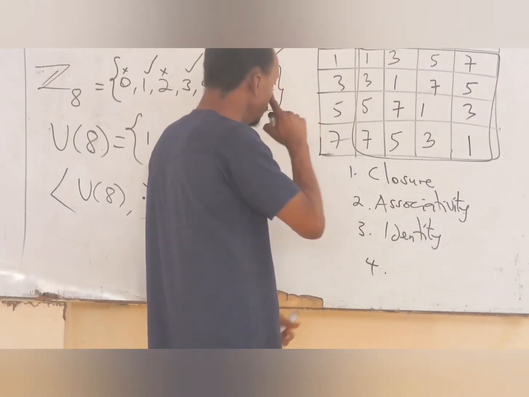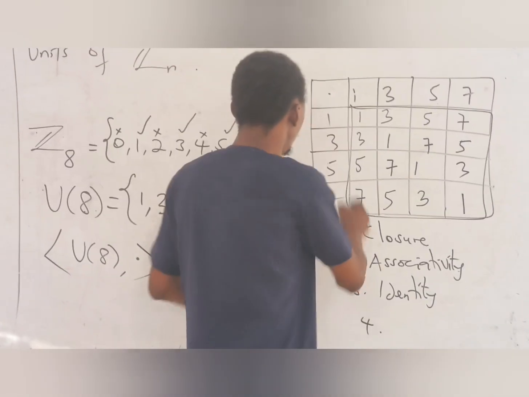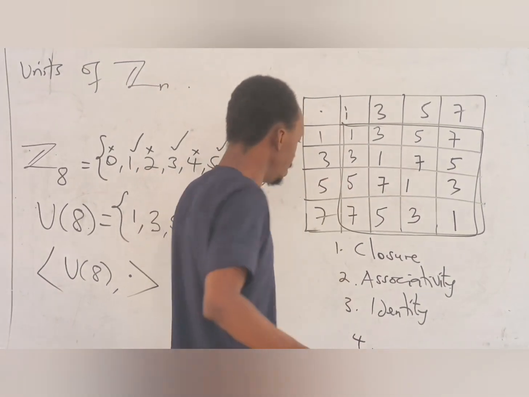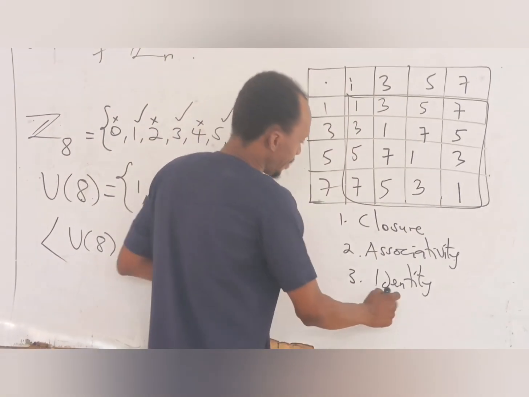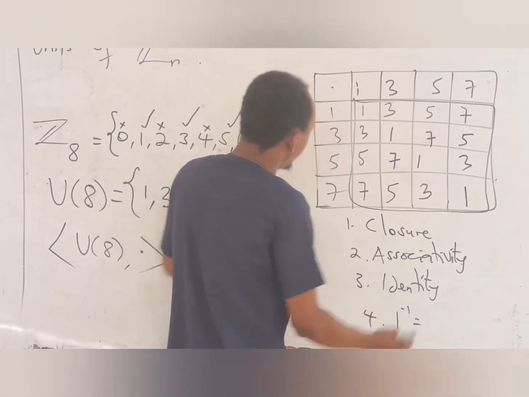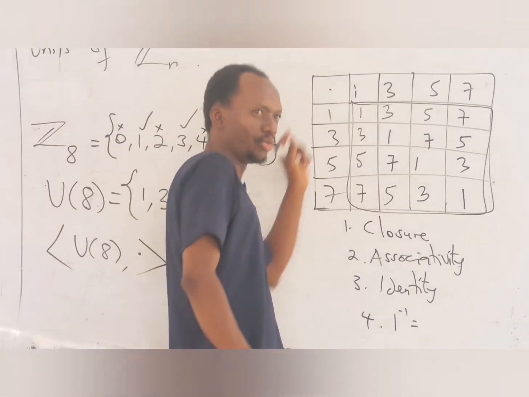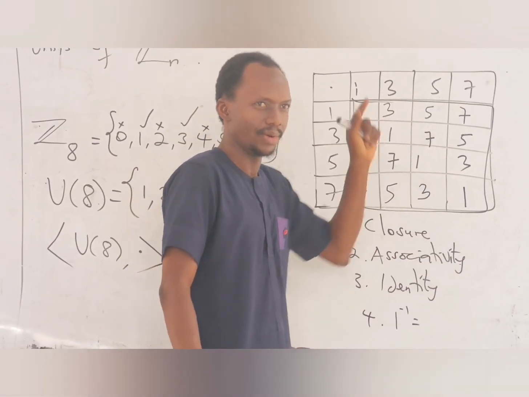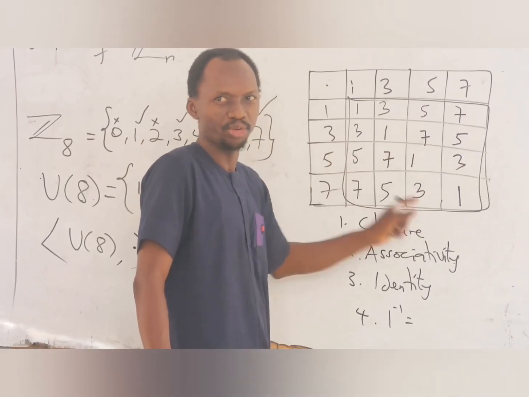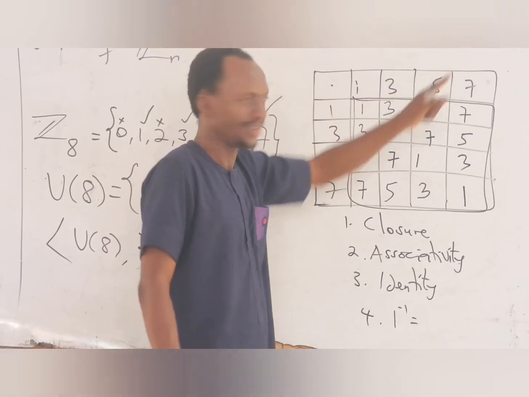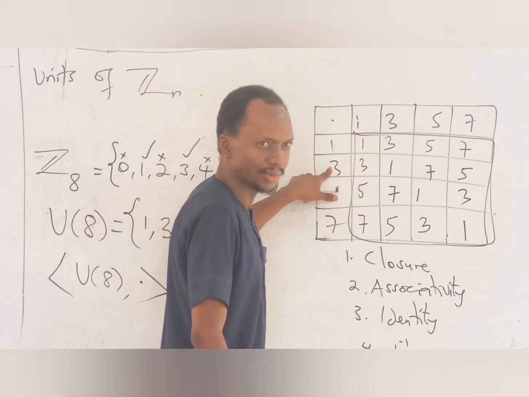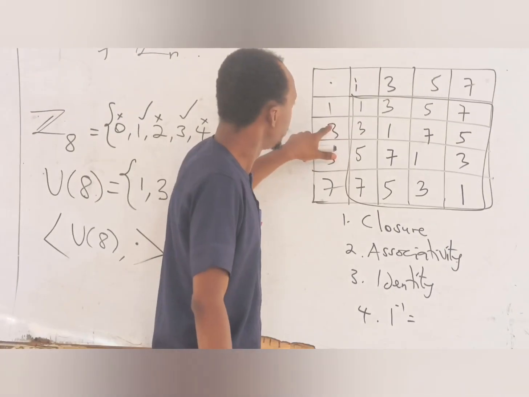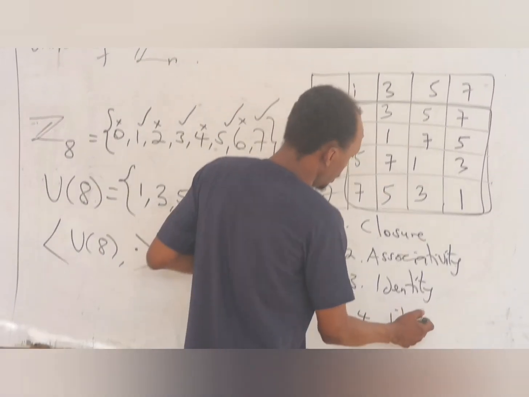So you have to have identity. Then every element has an inverse. The inverse of 1, who can tell us? Something operation, the inverse will give you what? Identity. So how will you operate with 1 to get 1? 1 with 1 is 1. How will you operate with 3 to get 1? 3 with 3. So we say the inverse of 1 is what? 1.